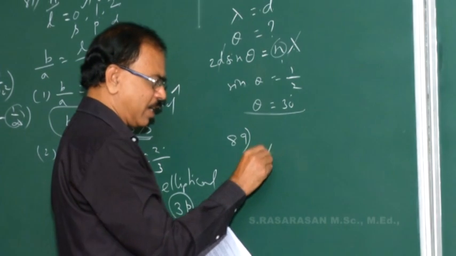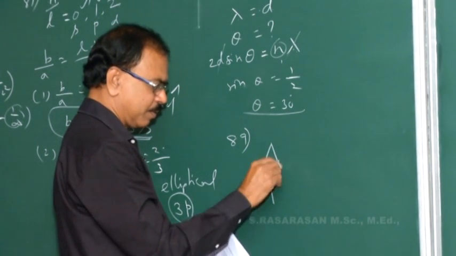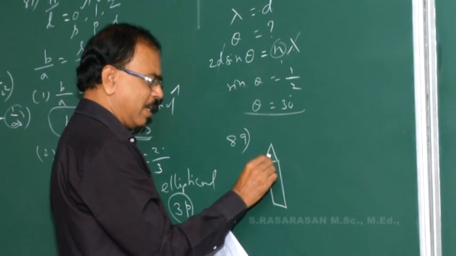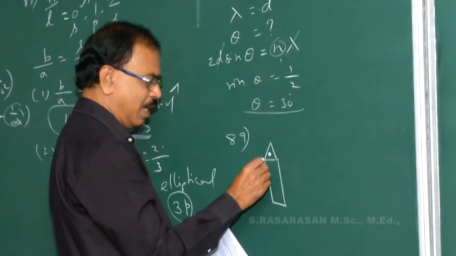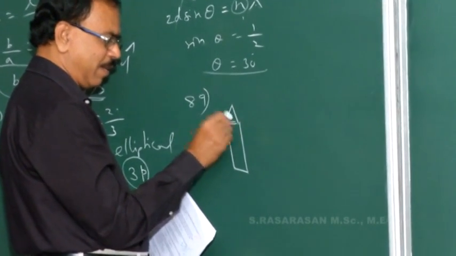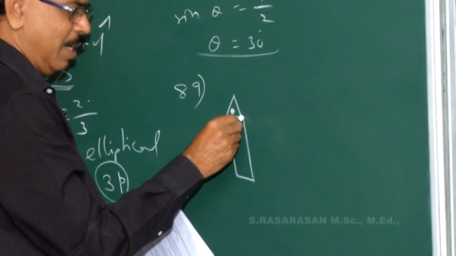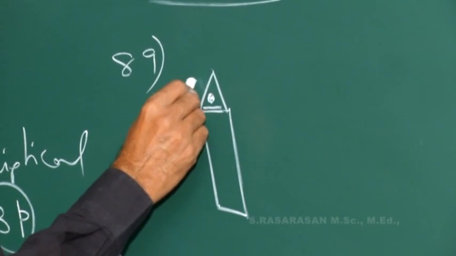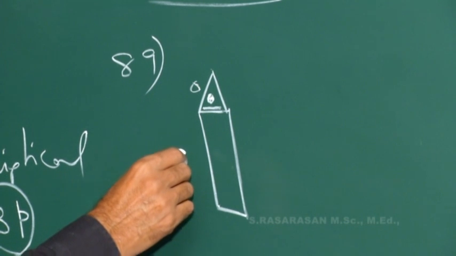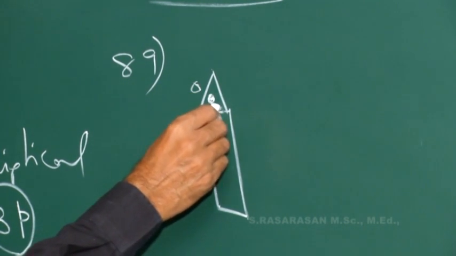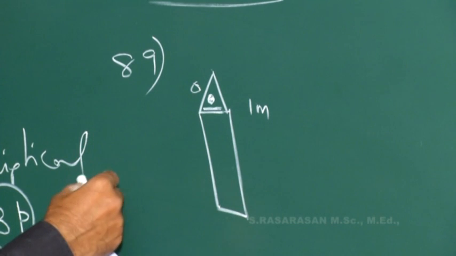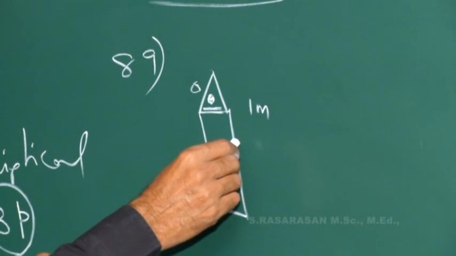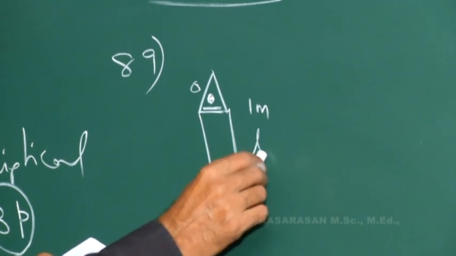Say this is a rocket, and here an observer is available and there one rod is available. The rocket is at rest, the rod is at rest, the observer is also at rest. Now that observer measures the length of the rod as 1 meter. This is what we call rest length, L0. Am I right?